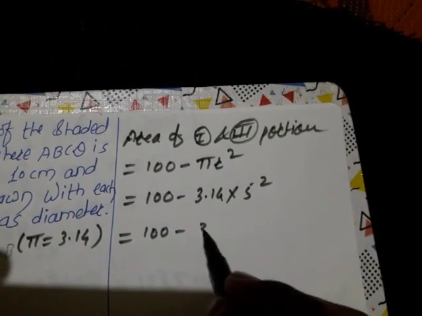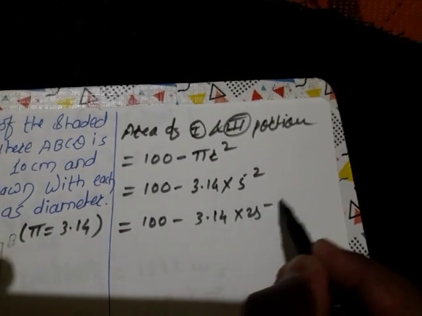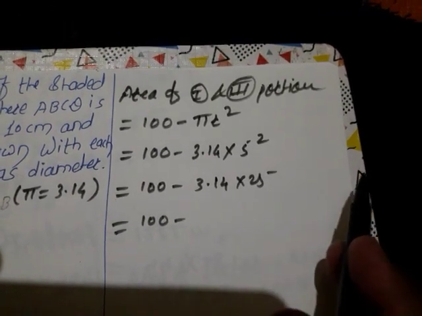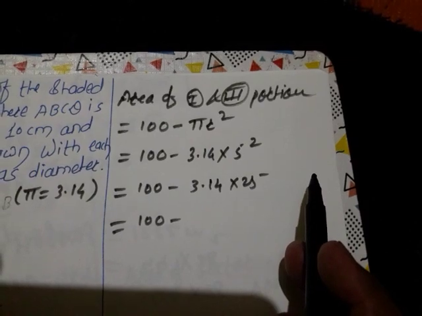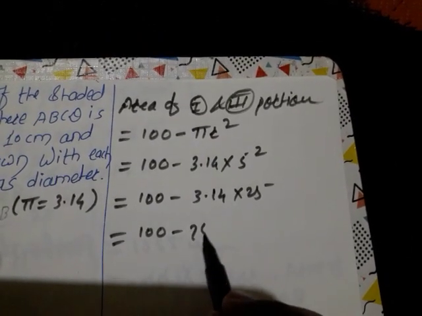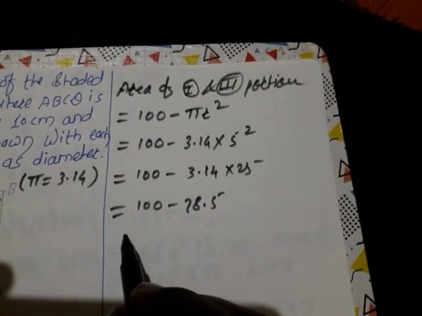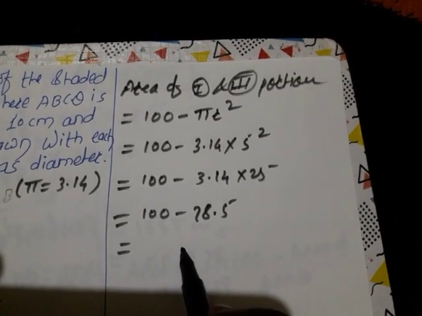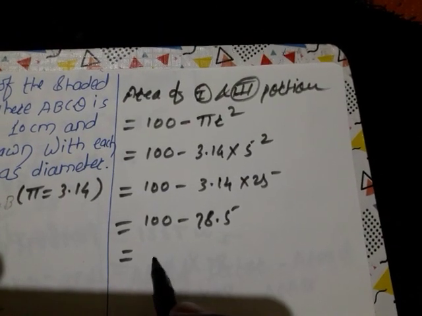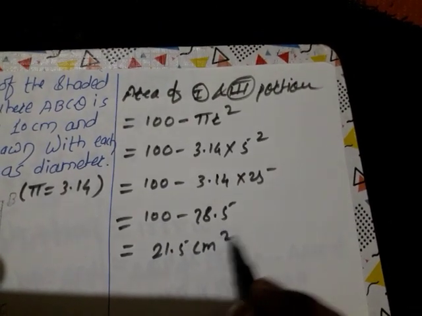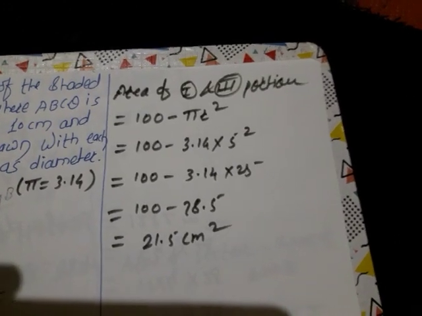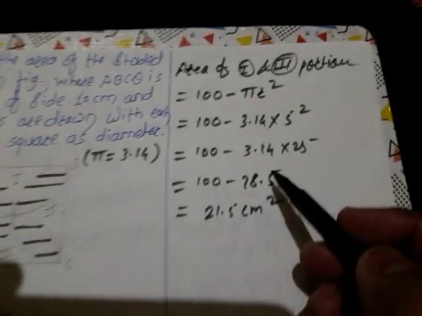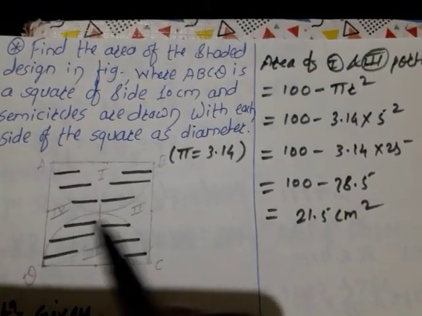100 minus 3.14 into 5 square, what? 25. 100 minus, after multiplication what will you get? See here, after multiplication we will get 78.5. Then the answer will be 100 minus 78.5, that is equal to 21.5 centimeter square. Do you understand what I got? Now I got the area of first and third portion. Similarly, I have to find out the area of second and fourth portion.